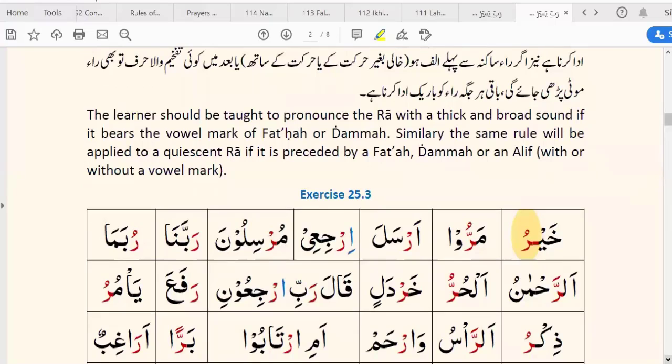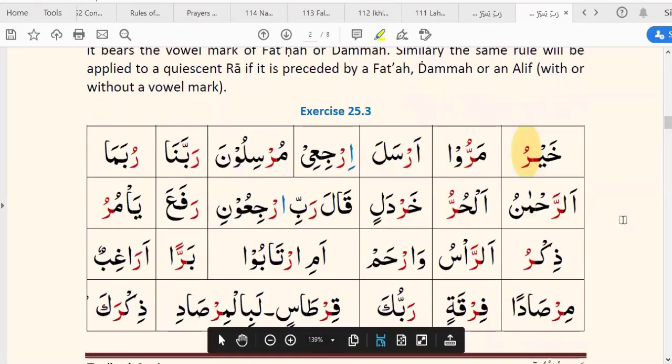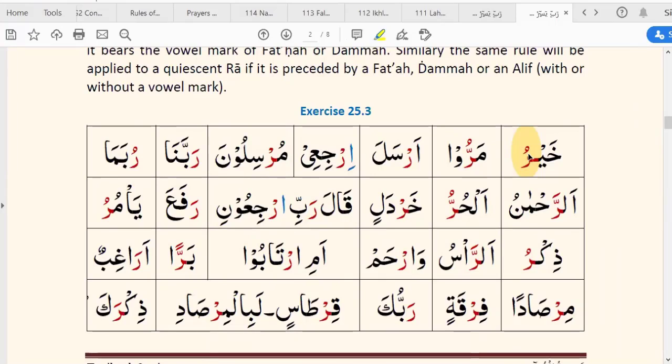So we're going to practice this rule for a few minutes in this exercise. So over here, as we can see, letter ra has a dhamma stroke. So we're going to produce a thick sound. Again, over here we can see the letter ra has a fatha stroke before it. So we're going to produce a thick sound. So we're going to do the practice, and I'm going to call a student on mic so I can practice the exercise with them for a bit. So support teacher, can I have a student, please?